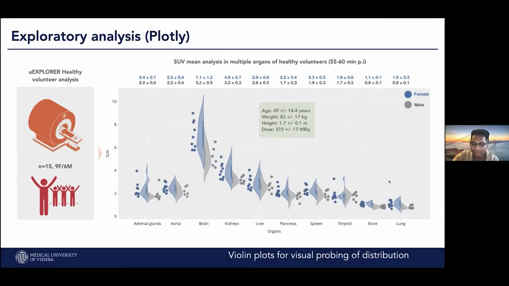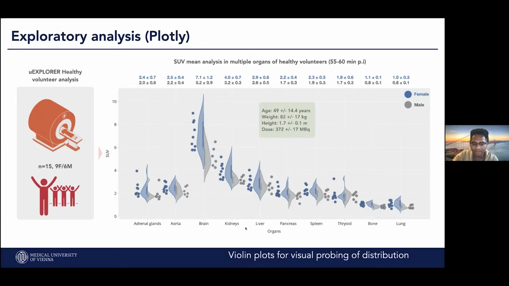So for us, this plot was the best to see every aspect of the organ, in the sense that violin plots are very beautiful because they highlight the distribution. They also tell you the standard deviation, mean, and all the factors together. Previously, we used box plots, but I think the distribution played a major role here. So in this particular plot, we just wanted to see the difference between the male and female healthy cohort and their organ values.